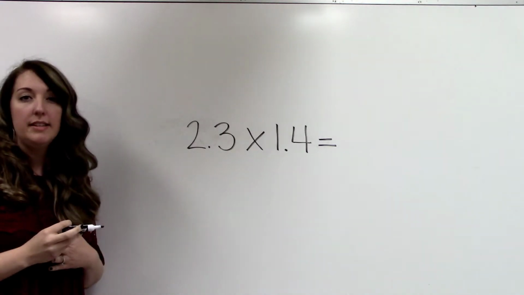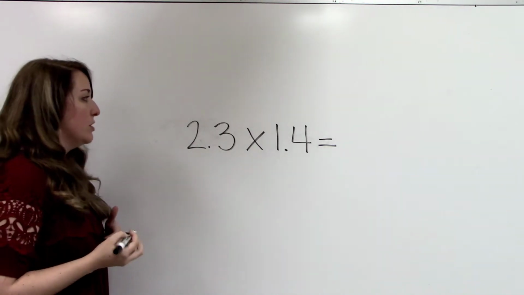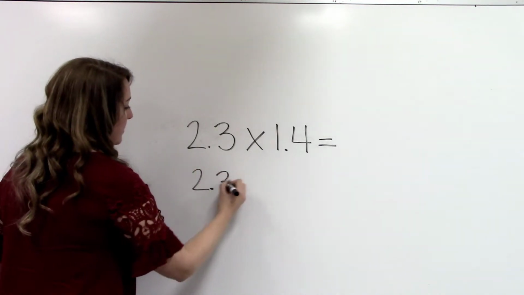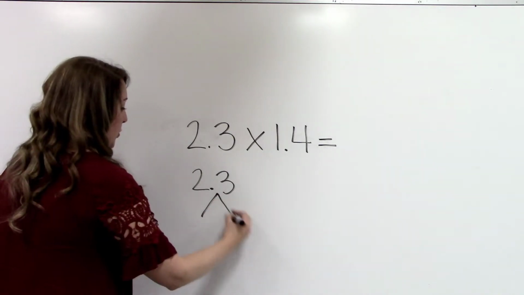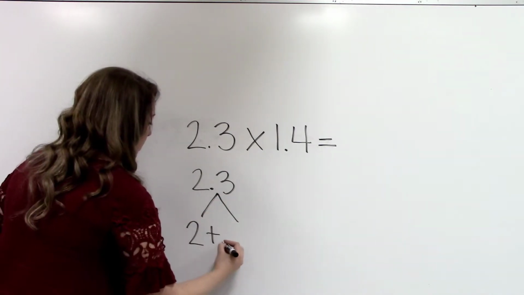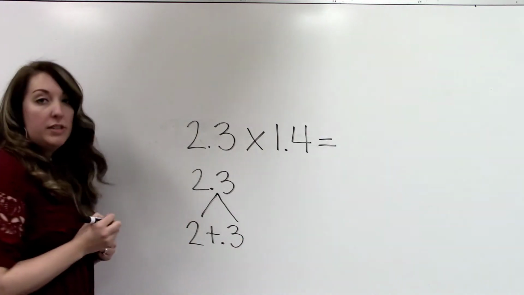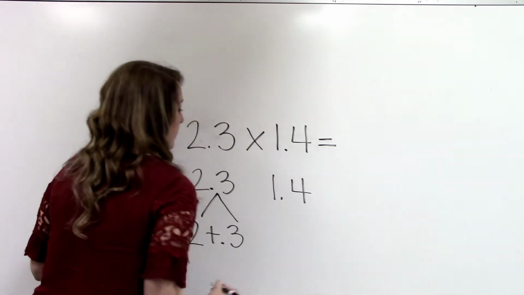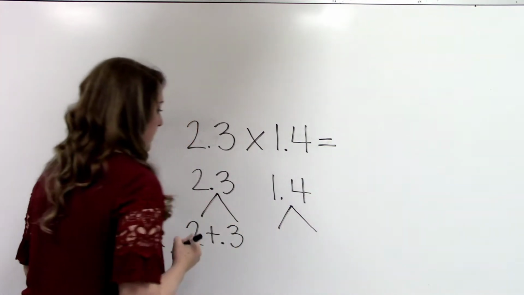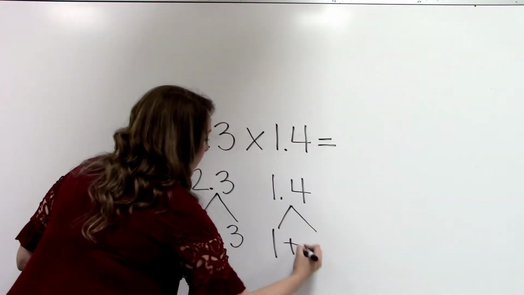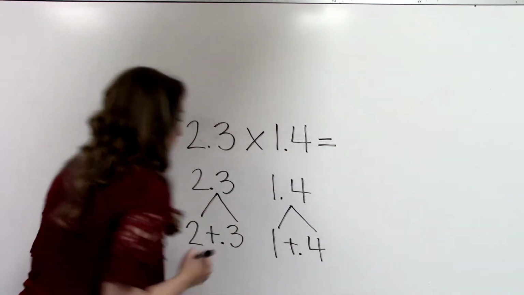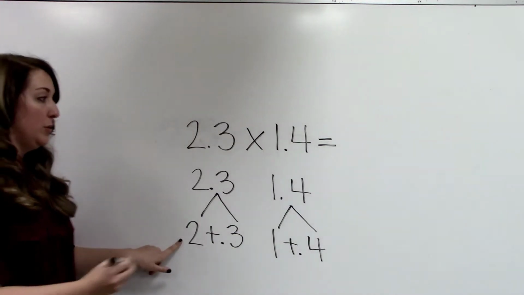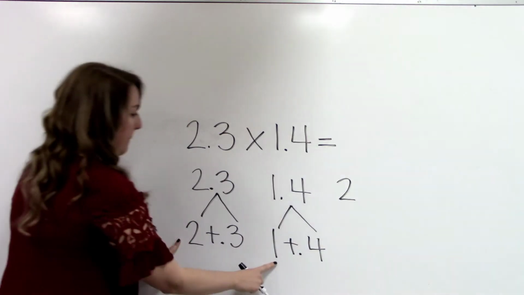So how I want to solve this is I want to decompose my numbers according to their place value. So I want to take 2 3/10 and decompose that as 2 plus 3/10. And I'll do the same for 1 4/10. So 1 4/10 decomposed according to place value is 1 plus 4/10. So I'm going to take my 2 and multiply it by my whole number 1.